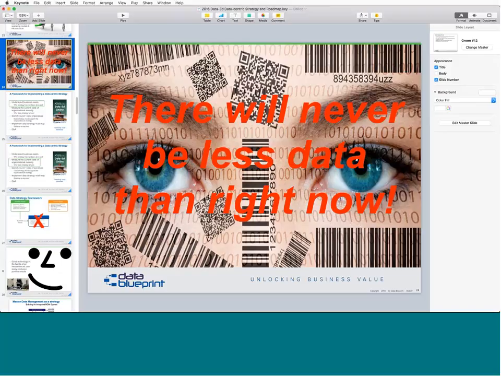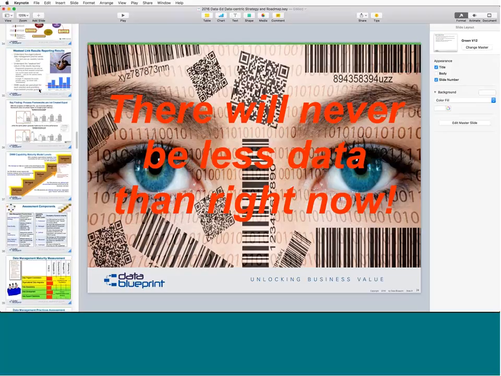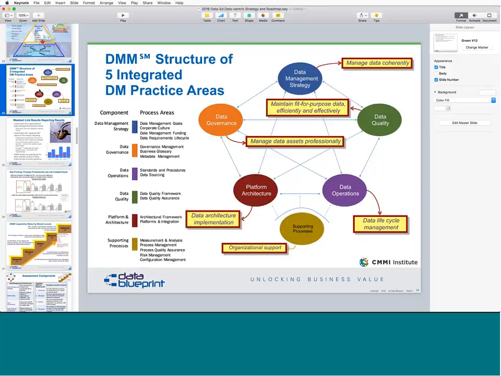Okay, I have another one here, and there's a couple that are kind of borderline that we may be able to address really quickly here as time expires. Can data governance be successful without the other pillars of DMM? It's really difficult. When you say the other pillars, I'm assuming you're talking about the 5 pieces here.